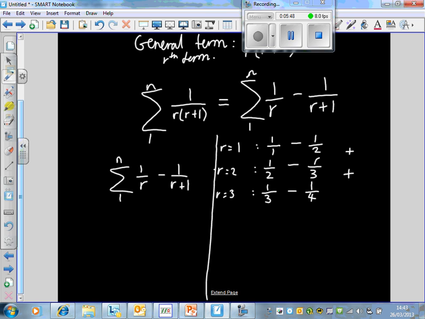And you can notice that they've got this minus a half, add a half. These are going to cancel. We're going to get minus a third, add a third. These are going to cancel. We're going to get a lot of cancellation there, which is elegant, okay? But how much cancellation are we going to get?